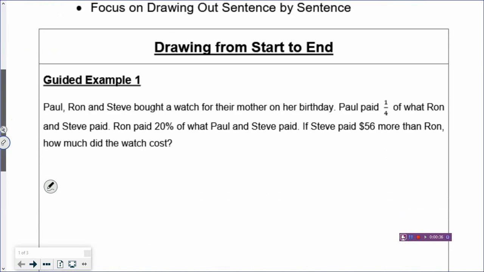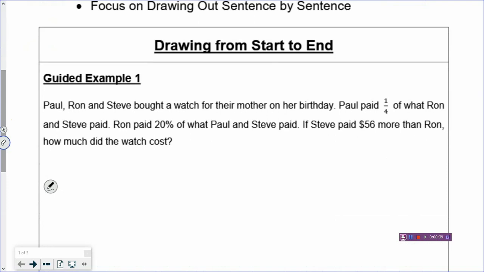You can see that in this problem, example one, there is a mixture of topics. There's fraction, there's percentage. So let's read and highlight the important words. Paul, Ron, and Steve bought a watch for their mother on her birthday. Paul paid 1/4 of what Ron and Steve paid. When you see fractions like this, you have to do arrow pointing, which is what we learned in primary 4. In our primary 4 drawing lessons, the numerator will point to the first group. So Paul has one box. When you draw his model, he has one box. Ron and Steve will have 4 boxes, 4 boxes for these two persons.